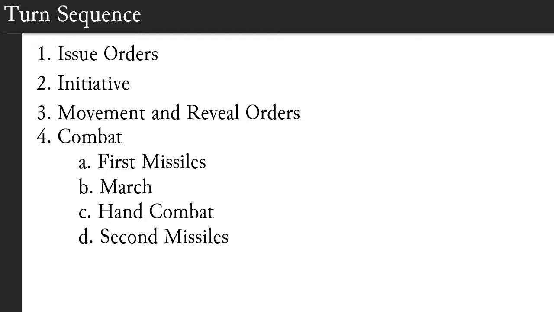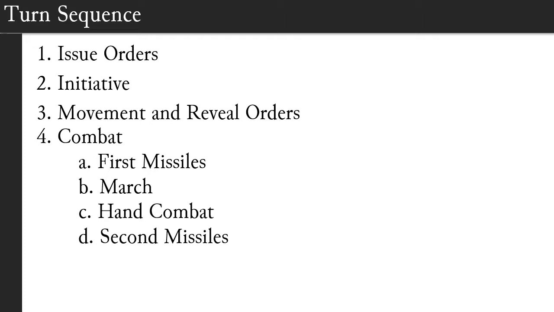The first is first missiles. The first missiles phase allows units that have been issued the first missile order to cast their missiles. So if I gave my archer units first missiles, then they would draw back their bows and release the arrows now. If I gave my slingers first missiles, then they would release their slingshots now. It's important to say that units on first missiles can't move. The only thing they're doing during a turn is casting their missiles.